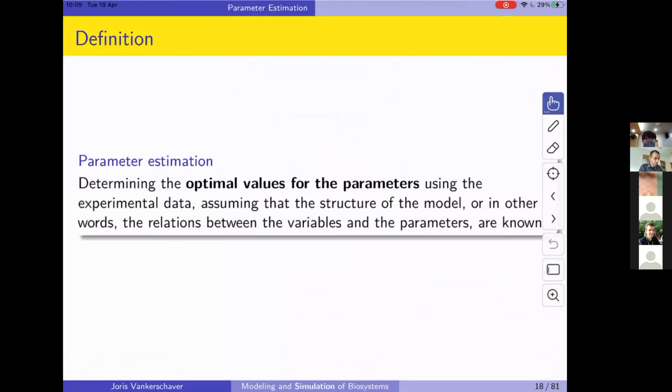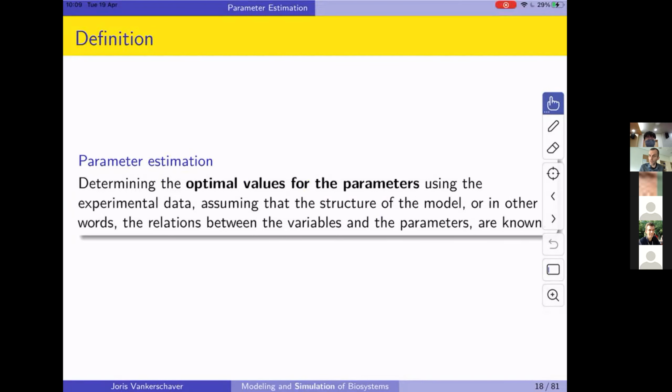So what we want to do now is, for a given model, we want to say something about how we can best determine the optimal value of the parameters that occur in that model. And as a quick reminder, what do we mean by parameters of a model? So last week we saw a couple of models in practice.